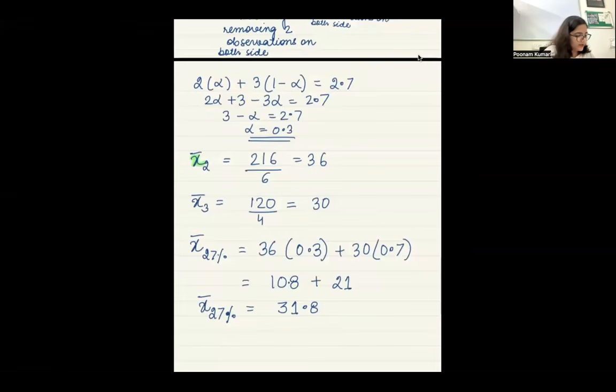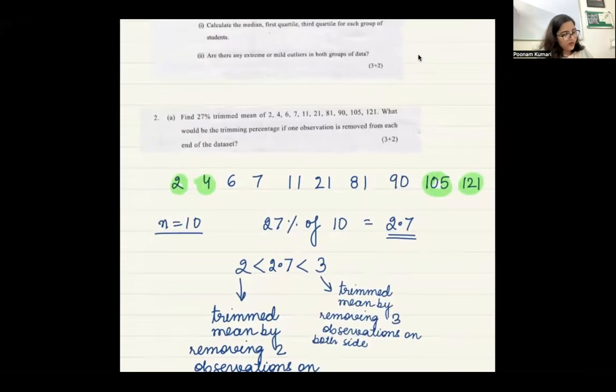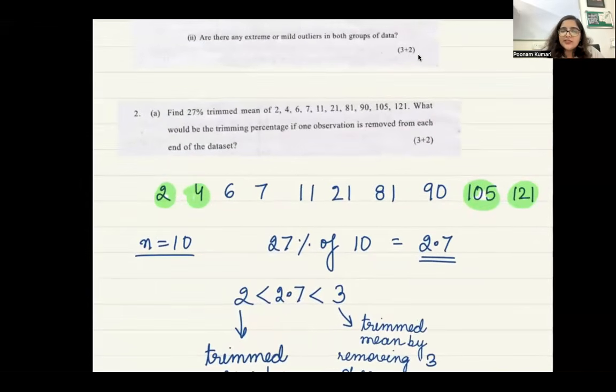Okay, so that was the first part, finding the 27% trimmed mean. So that we have found. Now they are asking what would be the trimming percentage if one observation is removed from each end of the data set. What is the question saying? Can you explain it to me? Read the question once again and tell me what it is trying to say.